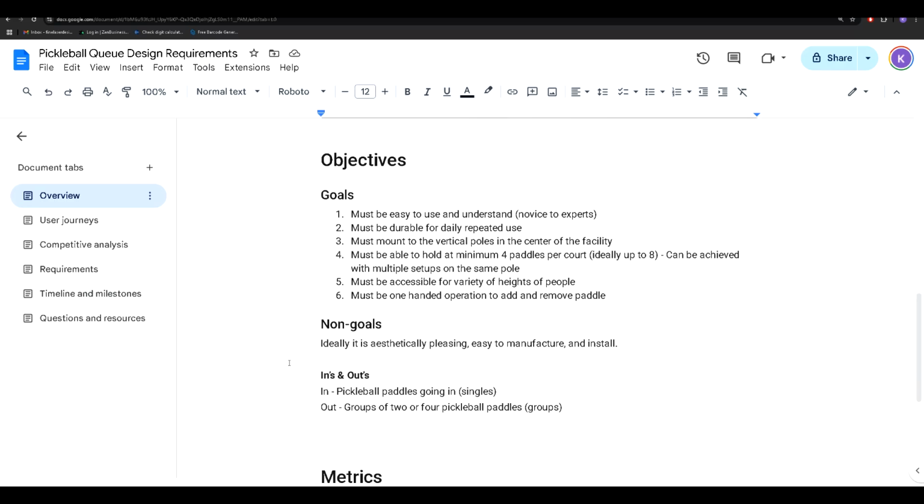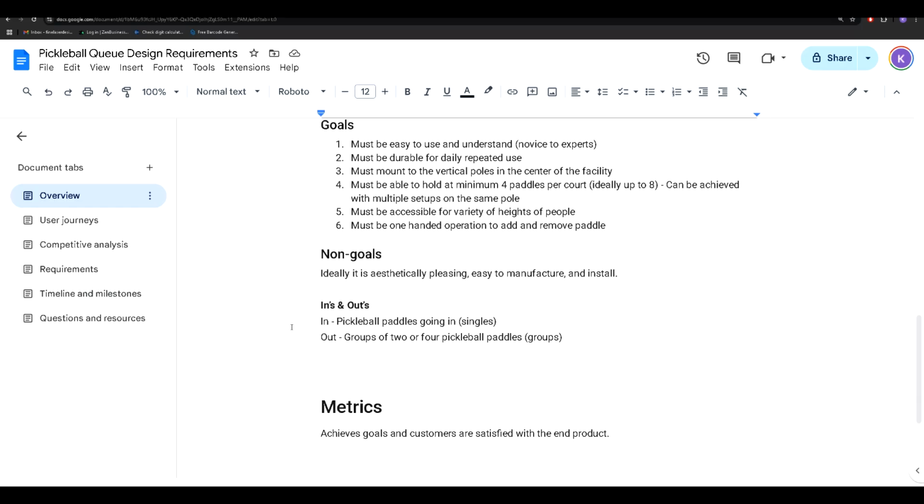And then I added this here for ins and outs, just as another thing that we want to think of while we're going through the concept and brainstorming here. Pickleball paddles are what's going in, and this is typically singles, and then what's going out is groups of 2 or 4 pickleball paddles, basically your groups. Typically it's going to be 4, but in less people instances it's going to be just 2. So that's another thing to keep in mind: maybe we can make it easy to add 1, but then make it a little bit easier to take out 2 or 4 at a time, because that's what we're really going to be intending to do.